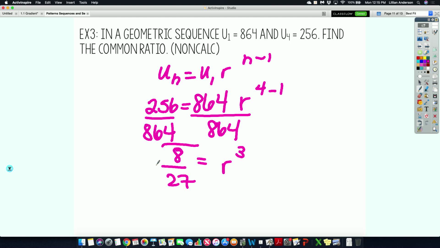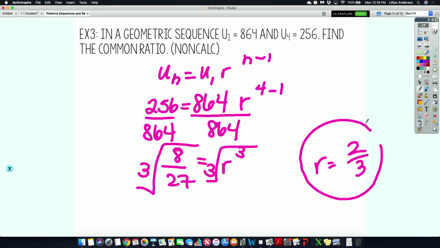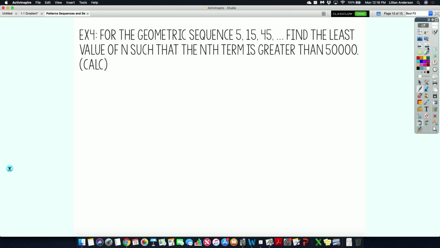Take the cube root. Don't forget about those skills of getting rid of exponents. You take the cube root, square root, fourth root, whatever root is asking you for, and both of these are perfect cubes. What's the cube root of 8? What's the cube root of 27? So r is 2/3. We good? All right. Two more problems.